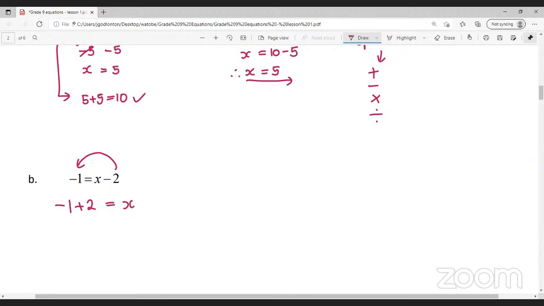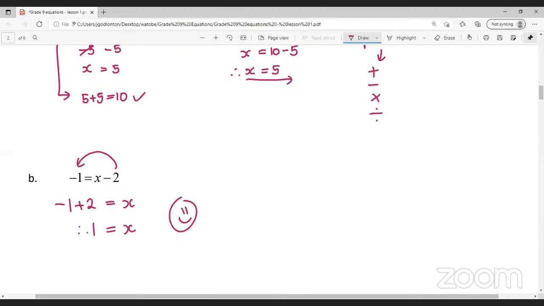Oh, so close. It's 1, I think. It's 1. Good. You're right, it's 1. Excellent. Well done. So we moved the 2 over. We said -1 plus 2, and that gave us x, which was 1. Beautiful. Okay, let's have a look at our next one.